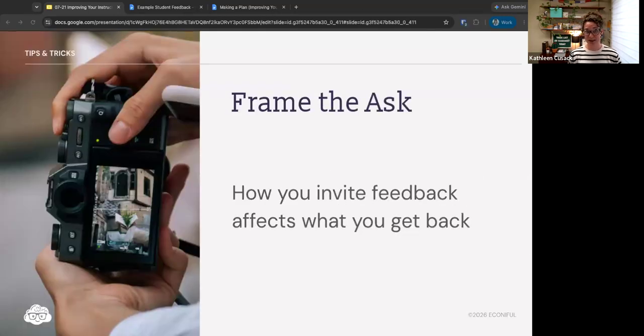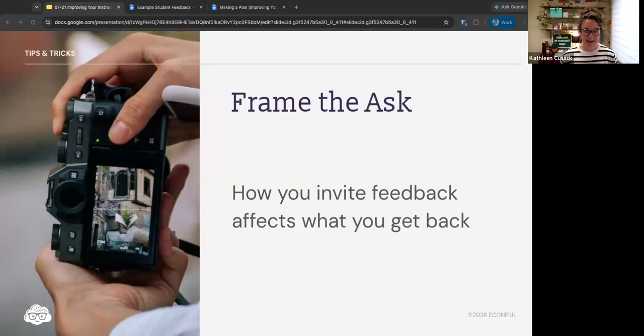And then how you frame the ask matters in some ways just as much as what it is that you're asking. You'll remember that Megan gave up class time to ask for feedback instead of assigning it as homework, right? She learned that lesson, and that told students, this matters enough that I'm not squeezing it into your time. So small choices like that can really shape the quality of the feedback that you get.